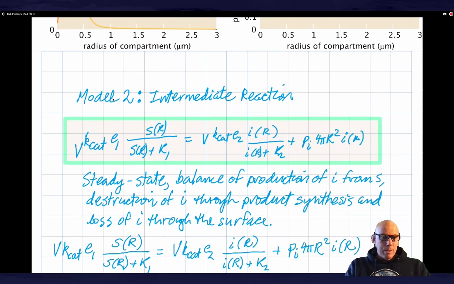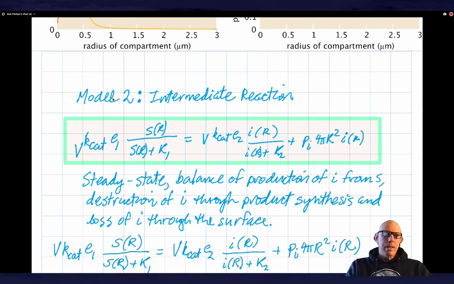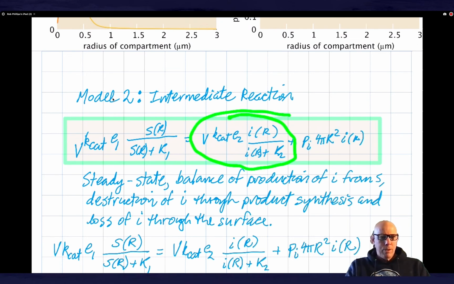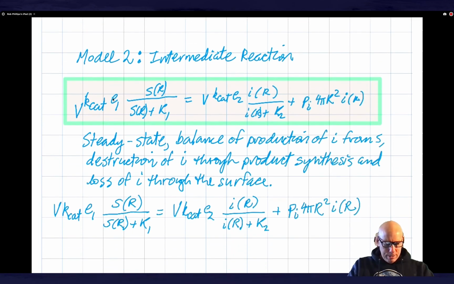So once again, I'm doing a steady state balance. On the left-hand side, this is the rate at which I make intermediate. On the right-hand side, this is the rate at which I lose intermediate. There are two processes whereby I lose intermediate. Either I lose it because intermediate gets converted into product, that's what I want, or alternatively, I lose it because it permeates across the compartment membrane and is lost, and therefore not available for making product. So I balance these two things.